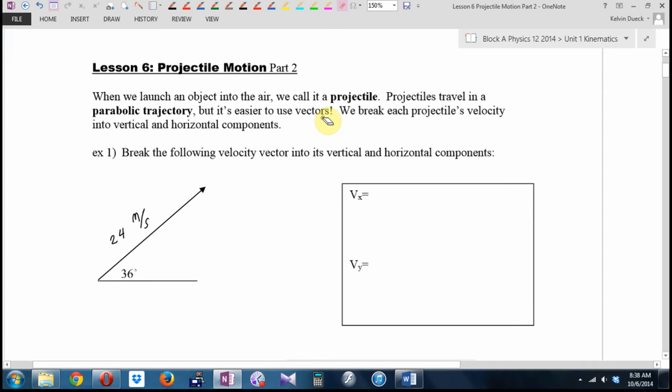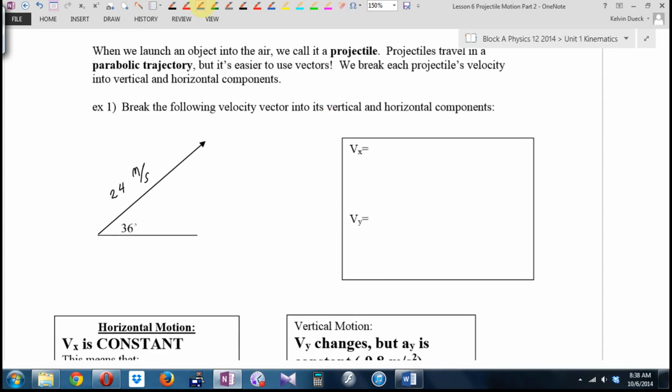So I wrote down here, break the following velocity vector into its vertical and horizontal components. What will I call this bottom one here? Vx. And I would call this one here Vy initial. Why would I add the initial to the Vy? I want to remind myself it's the one that's changing. Vx is going to be constant because there's no horizontal acceleration. It's going to be opposite, hypotenuse, adjacent.